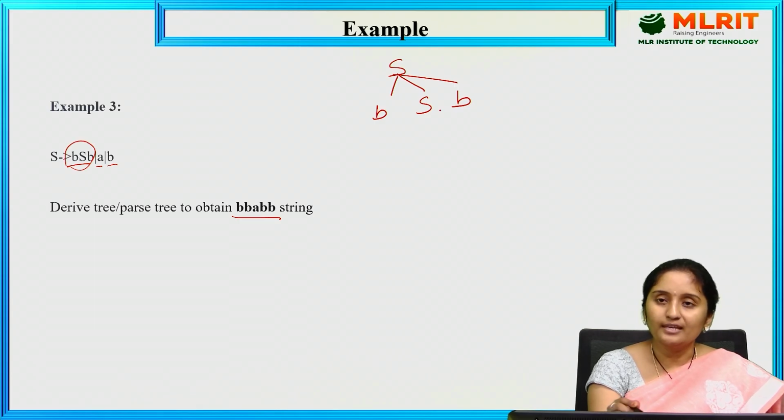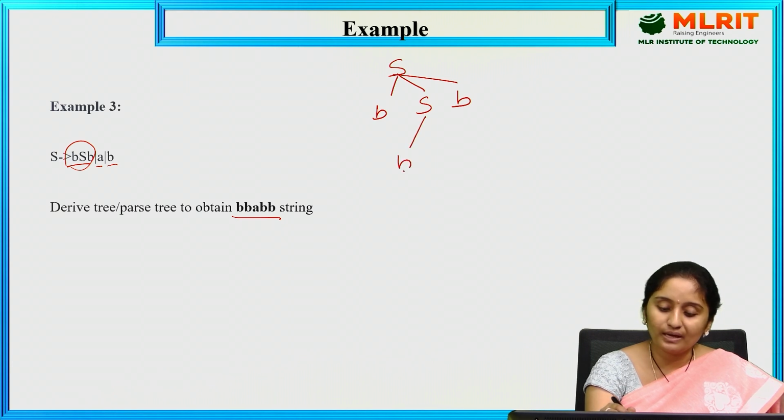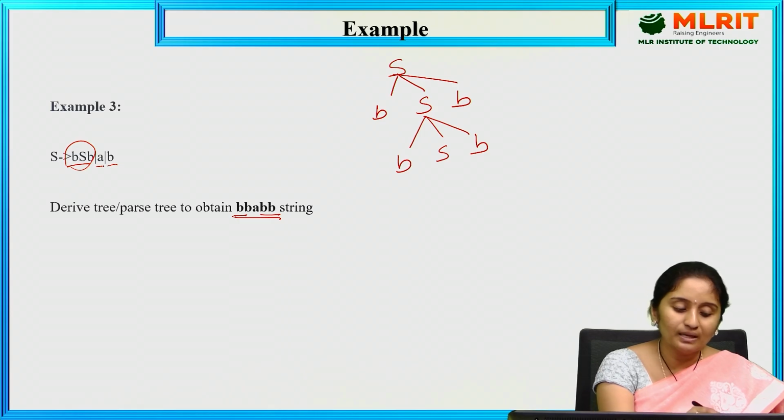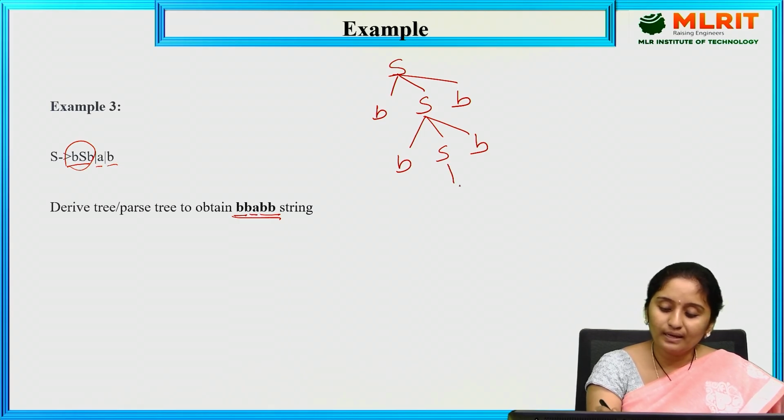So B S B. B is a terminal, so there is no derivation for it. S is a non-terminal, so again I am going to derive it with B S B. So I got here two B's, and on the right-hand side also two B's are there. So I will be deriving S with either A or B. But I have here A, so I am going to derive S with A.